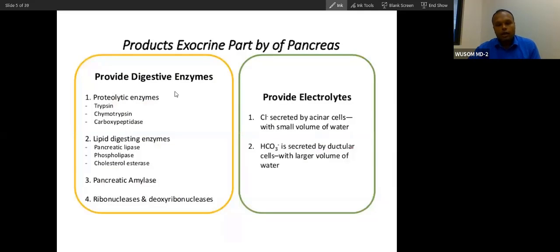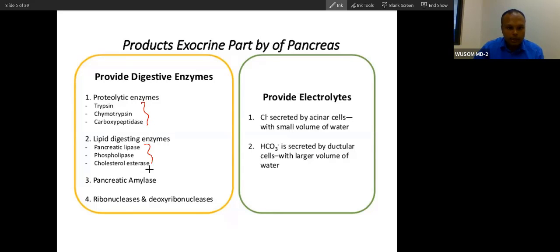So the product of the exocrine part of the pancreas is very important for digestion, and this product has enzymes and electrolytes. The enzymes are protein digesting, fat digesting, and carbohydrate digesting enzymes. These are the proteolytic enzymes.